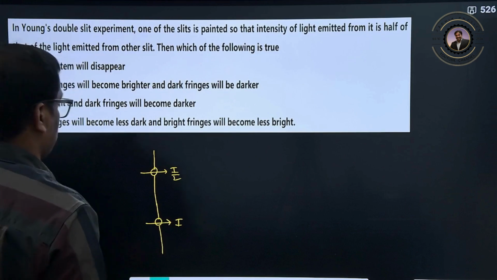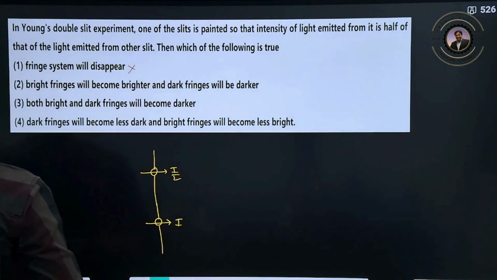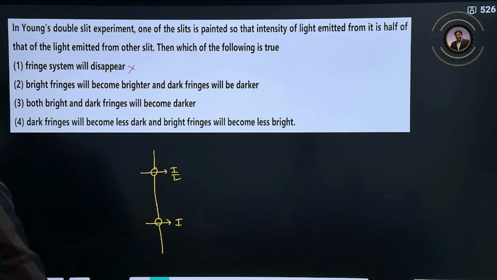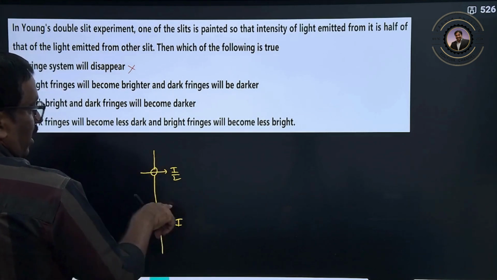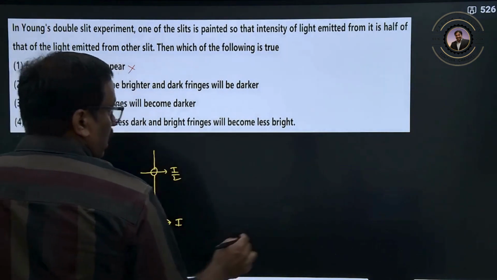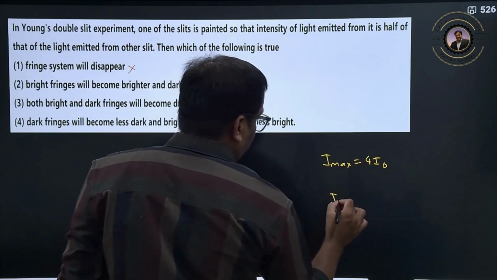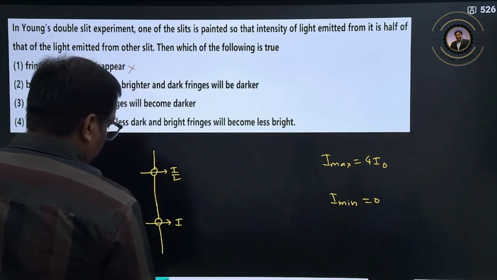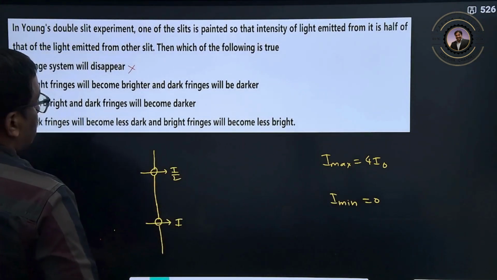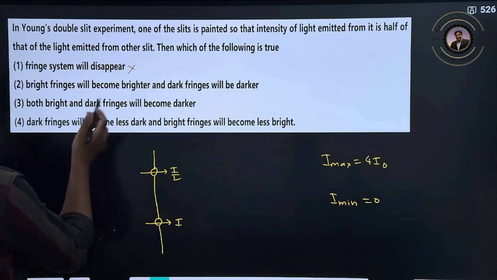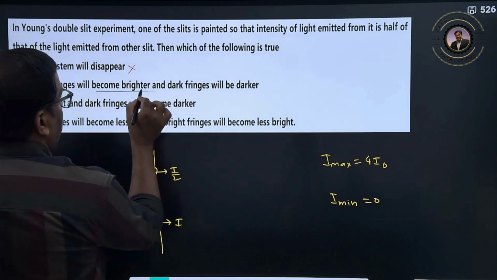Will the fringes disappear? No, fringes will not disappear, so this is wrong. Bright fringe will become brighter and dark fringe will become darker? Bright fringe will not become brighter. Why? Because initially it is I and I, so I max is equal to 4 I naught and I minima is equal to 0. It cannot become brighter, because here the intensity is decreased. Therefore this statement is wrong.